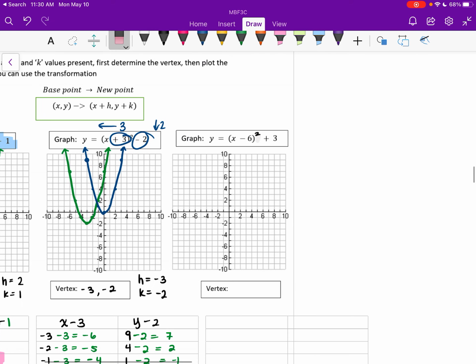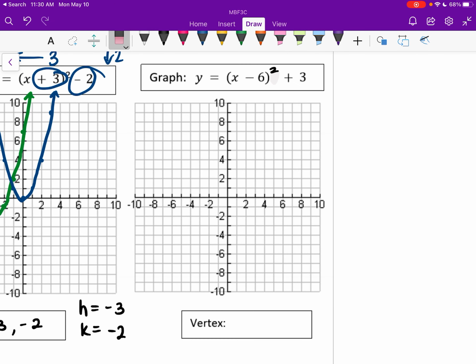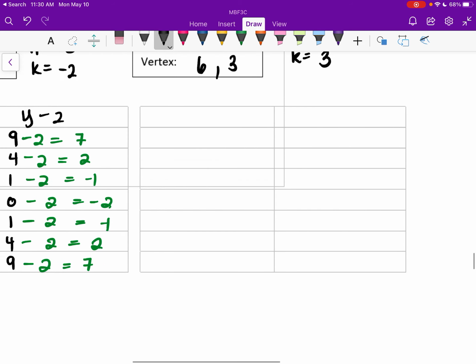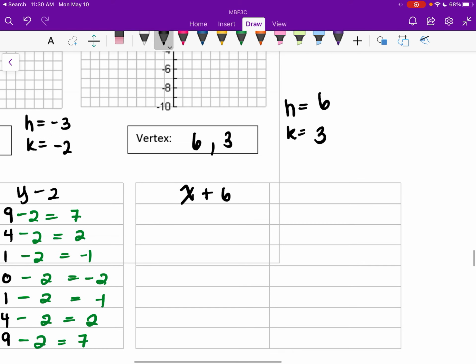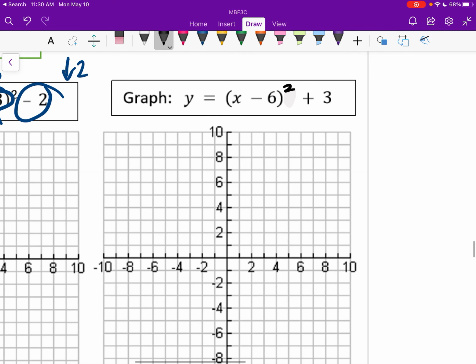All right. Last but not least, let's go find our vertex. And for this one, I'm just going to show you how to draw it without even having to do the table of values, right? So I'll show you how to do that as well. So my h value is going to be -6 becomes +6. My k value is +3, right? And you can, by all means, and I've drawn it down here, you can do the x plus 6, y plus 3, and do it that way. I'm just going to show you how to do it if you have the original point.